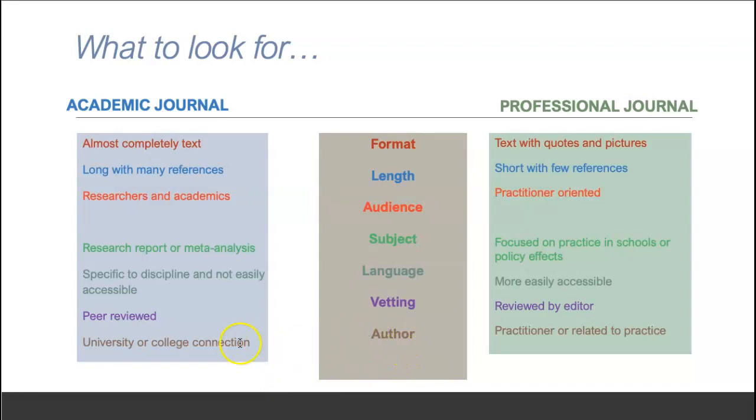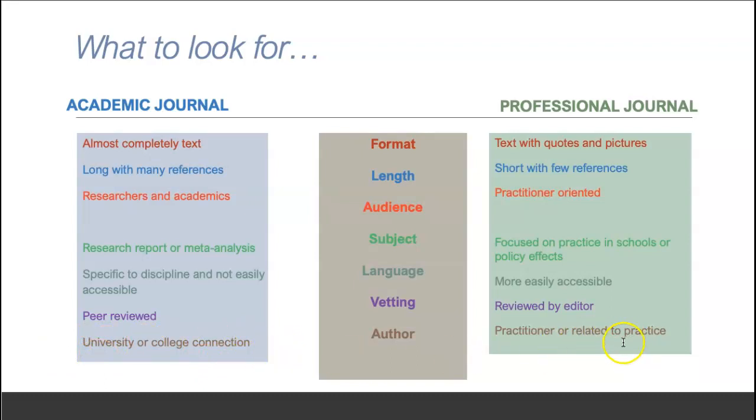The authors for an academic journal generally have a university or college connection, and you'll often find that at the bottom of the article or at the end of the article, there will be a little box or blurb that says something about the author, their academic affiliation, and where they can be reached, so that anyone who reads the article can contact that author.